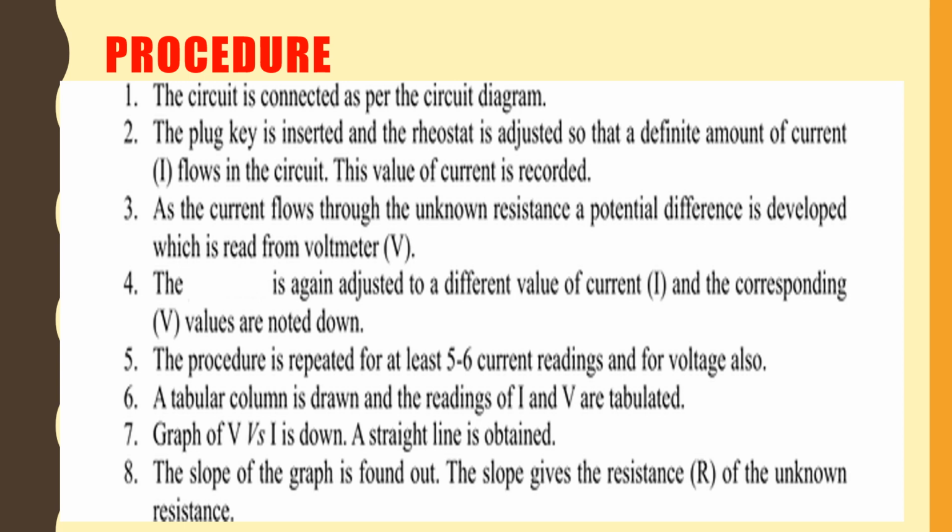The values are tabulated, indicating the corresponding readings of I and V. A graph of V against I is drawn. A straight line graph is obtained, which verifies Ohm's law. If we want to determine the resistance of the unknown resistance, we go on to determine the slope of that graph. The slope gives the resistance of the unknown resistance. So that is the procedure of verifying Ohm's law and also determining unknown resistance of a resistor.